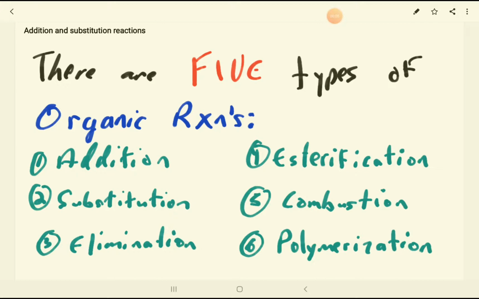We're going to start looking at the remaining organic reactions. We've already done one so far in this course, which is esterification, right? So that's the production of an ester by reacting a carboxylic acid and an alcohol together.